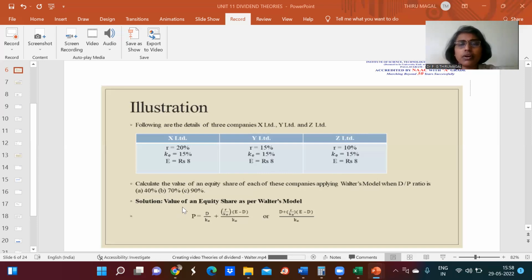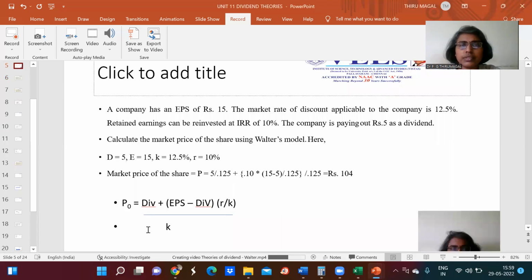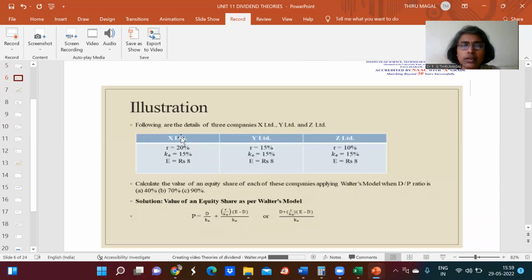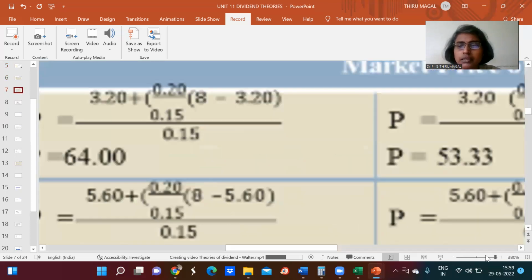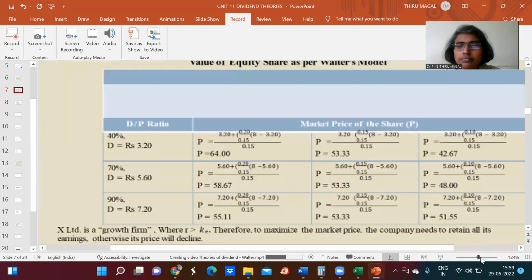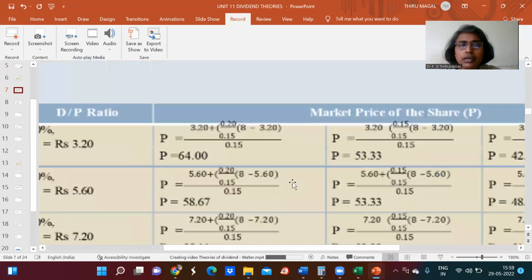So now this is the formula which I have shown in the previous slide also, the Walter's model formula. P0 equals dividend plus EPS minus dividend into R by K, the whole divided by K. Now if we apply this formula, we need to calculate for each firm for all the different payout ratios. So first let us take company X.